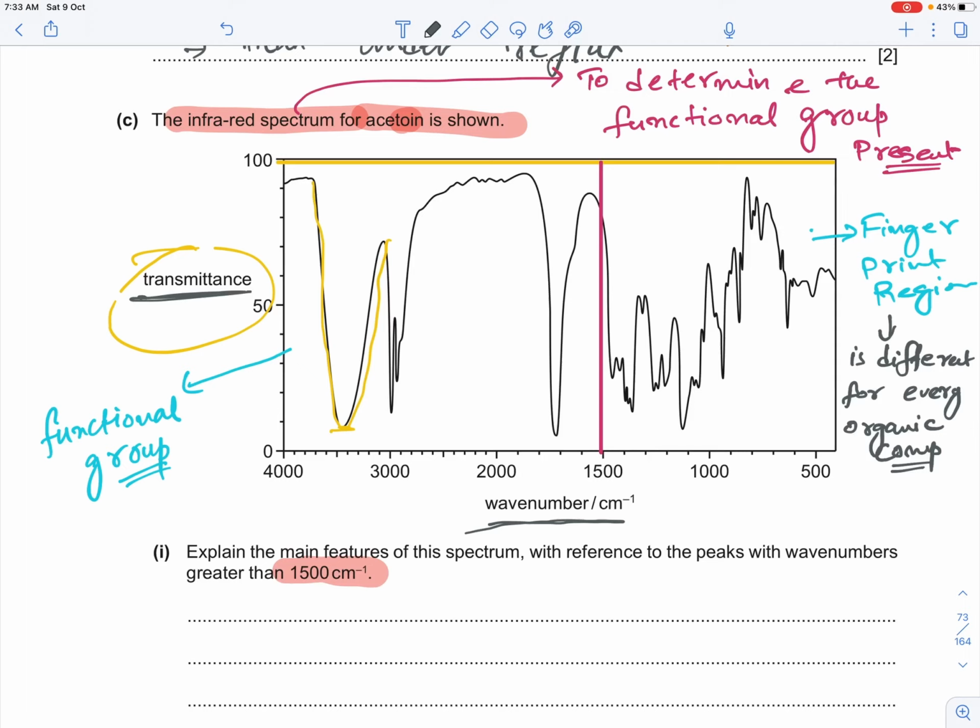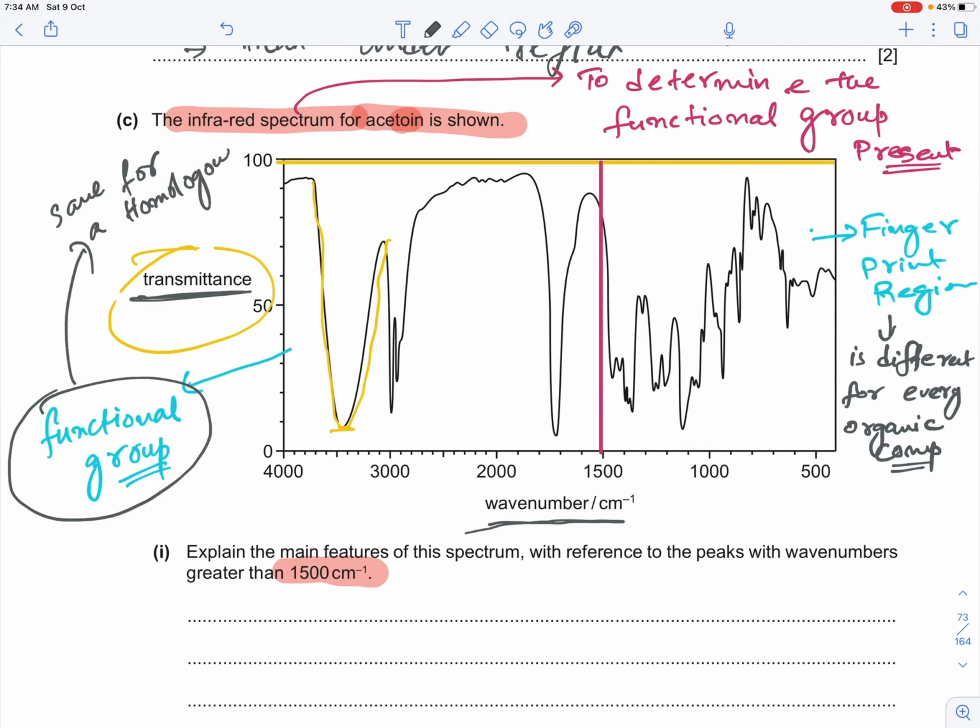Very few similarities would be present in the fingerprint region for compounds of the same homologous series. But the functional group region would be the same for all the compounds belonging to a particular homologous series. For example, the functional group region would be the same for a homologous series. So all the alcohols would have the same functional group region. All the alkenes would have the same functional group region, right?